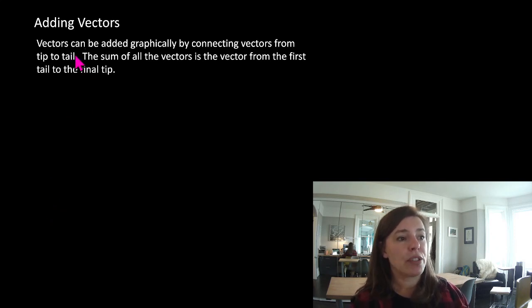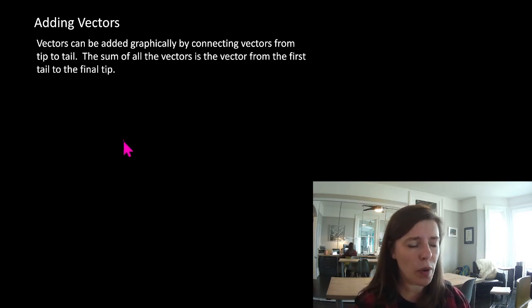So, adding vectors. Vectors can be added graphically by connecting vectors from the tip to the tail. The sum of all the vectors is the vector from the first tail to the final tip. So it's often called the tip to tail method, but it's tail to tip, really. Don't worry about that too much, but here's the process.